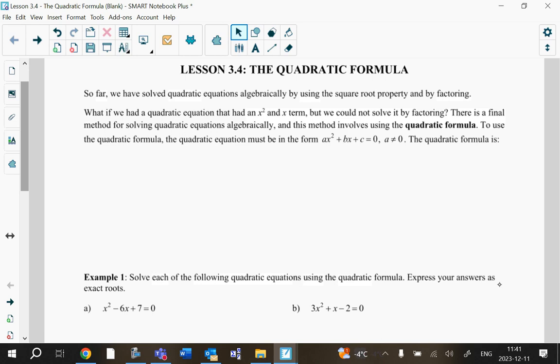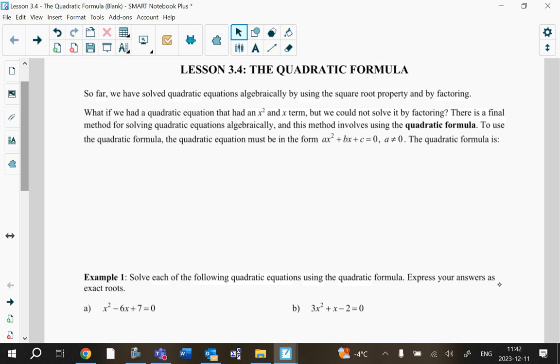So we've been talking about how to solve different types of quadratic equations. I suggest you pay attention. How can you tell if an equation is a quadratic equation? It's got an x squared term.